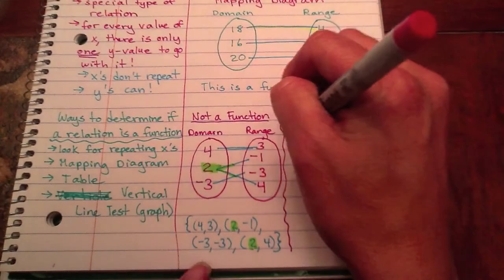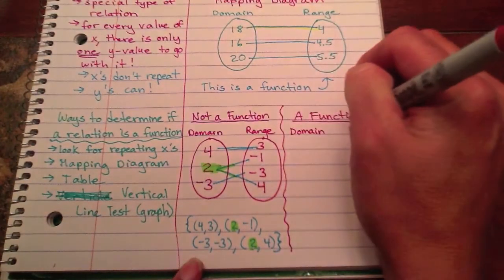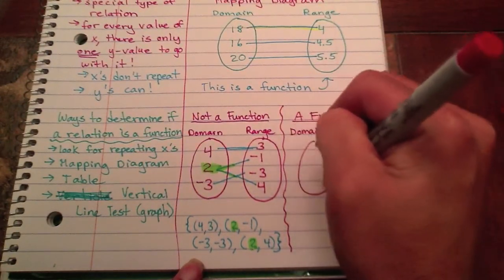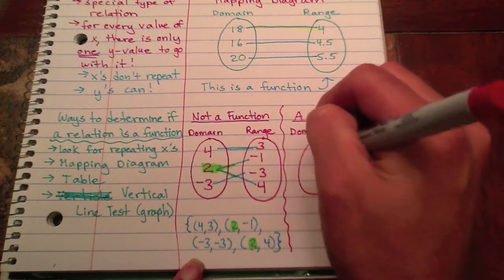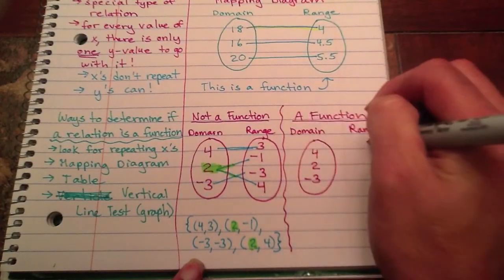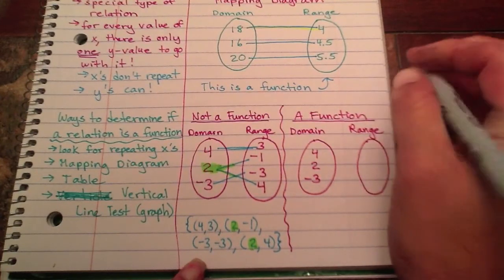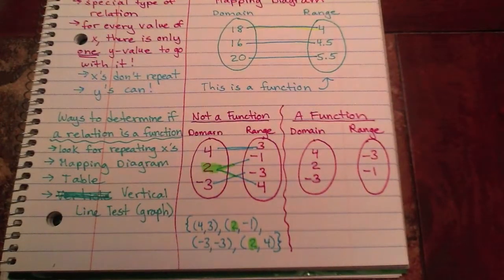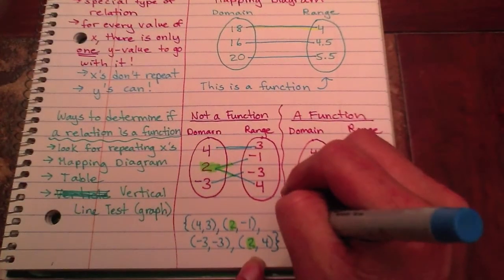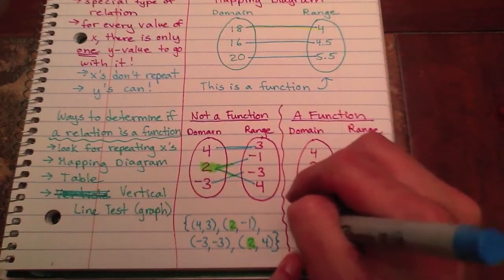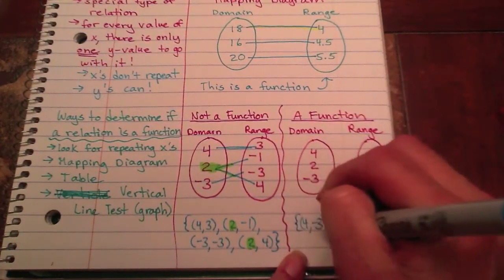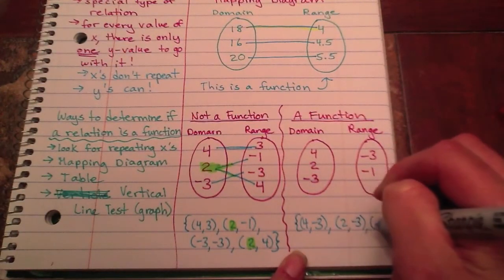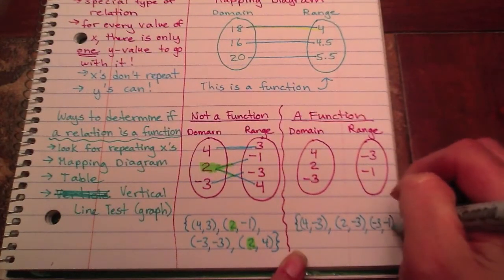Now I'm going to show you an example of one that is a function. Your domain is 4, 2, and -3. Your range is -3, -1. Your ordered pairs that go with it are 4, -3, 2, -3, -3, -1.